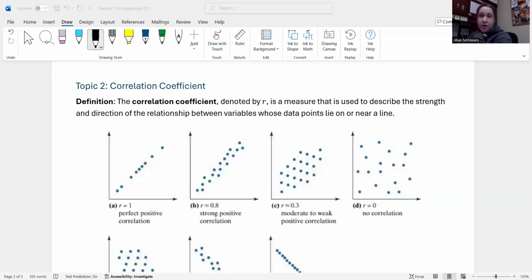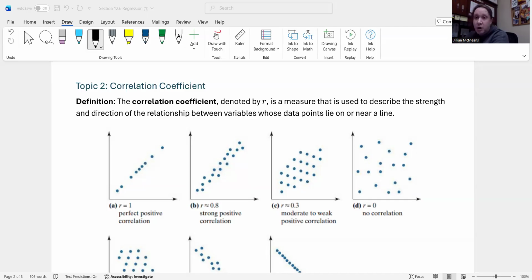For topic two, we're going to look at something called the correlation coefficient. We already know that with linear regression, and we are going to specifically talk about just linear regression at this point. We're not looking at any other kind of relationship. With linear regression, we're going to have data points that ideally for us are going to fall somewhere near a line. Not exactly necessarily on a line, but near a line. That's typically what's going to happen with real world data.